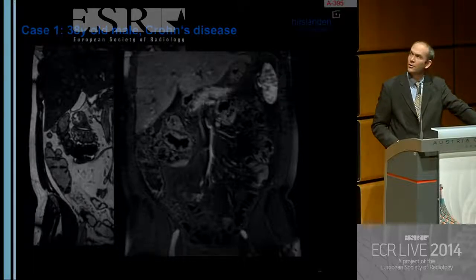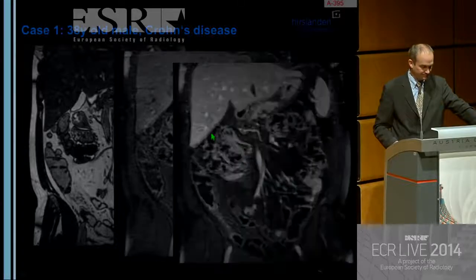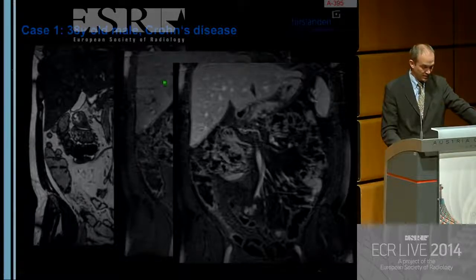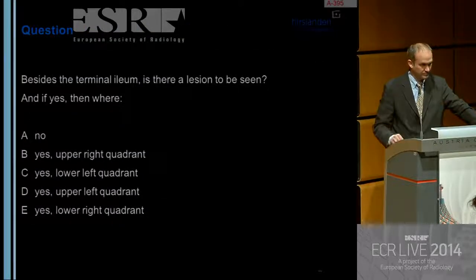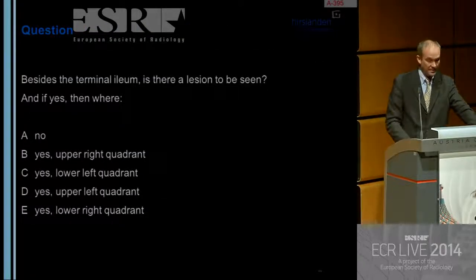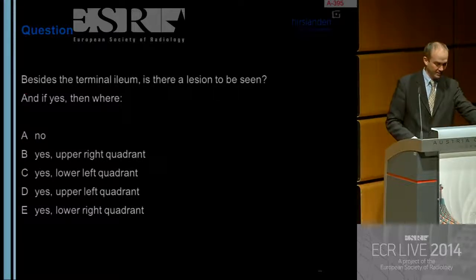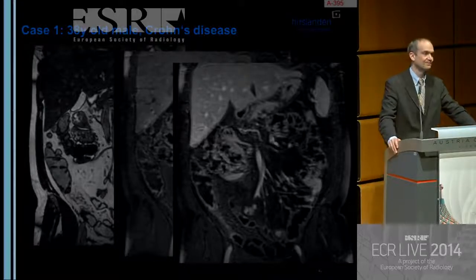Again, early arterial phase, you see that. There's the artery, superior mesenteric artery. Late venous phase, see the enhancement of the liver. So, besides this clearly visible thing, is there another lesion, and where is it?